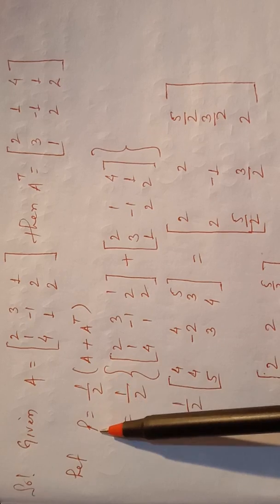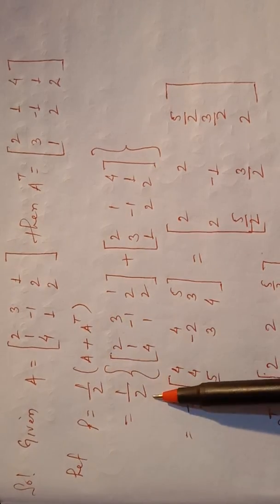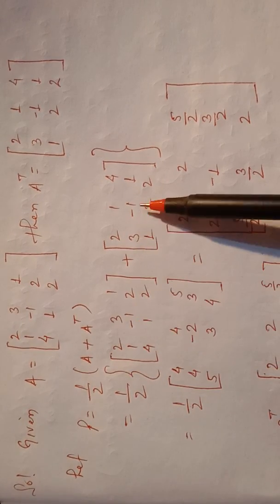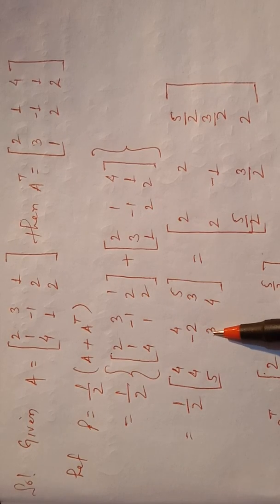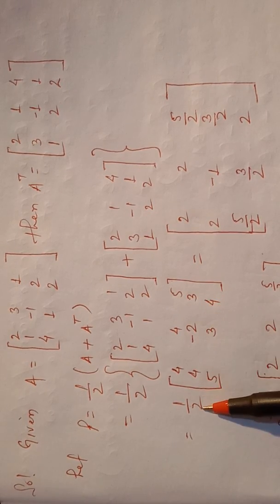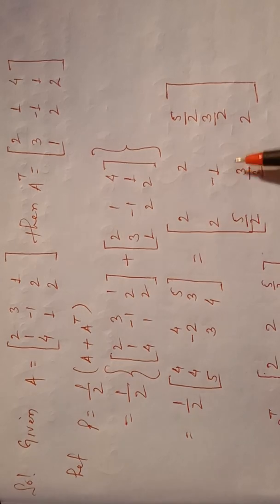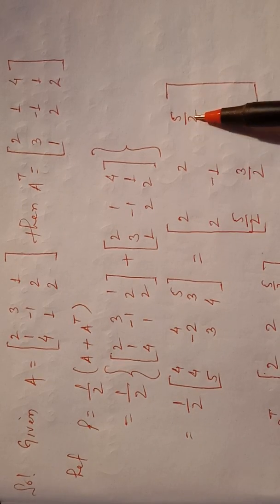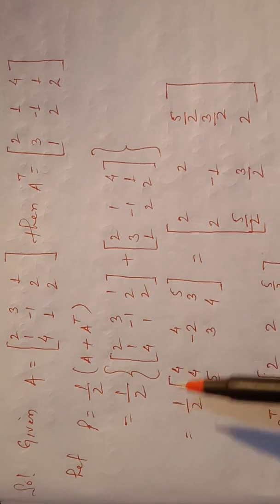So you find out P, which is half of A plus A transpose. So write half, the value of A here, A transpose I have taken here. Add both matrices, you will get this matrix. Divide all the elements by 2, or we can say multiply all the elements by 1 by 2. So final matrix you will get 2, 2, 5 by 2, 2, minus 1, 3 by 2, 5 by 2, 3 by 2 and 2. So this is matrix P.